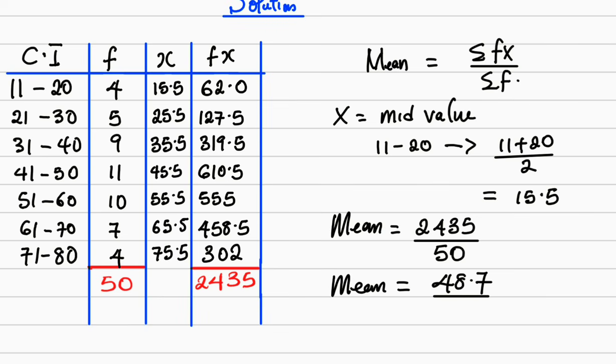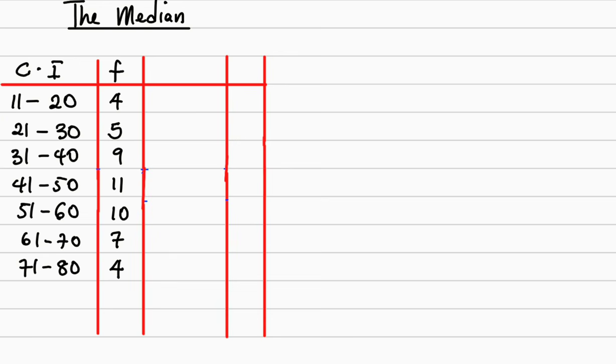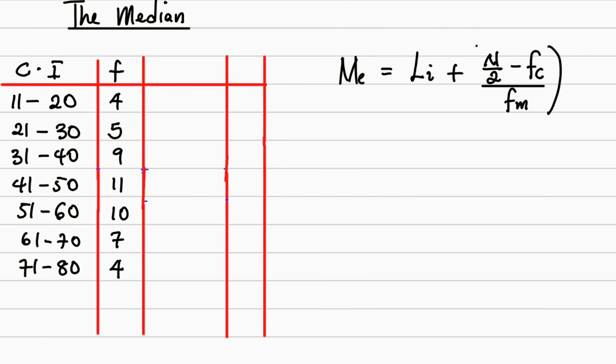Let's move quickly to find the solution to the second question, which is the median. To get the median of this distribution, we need to understand the formula. Let me use M subscript E as my median. The median is going to be Li plus N all over 2 minus F subscript C, all over F subscript M, then all multiplied by C.